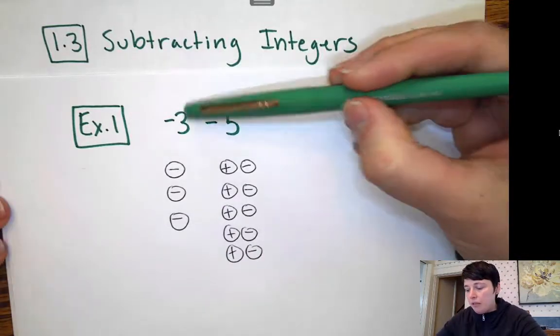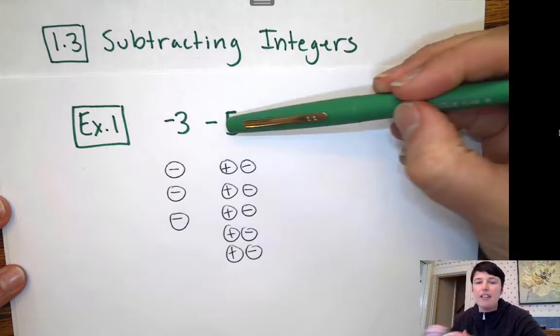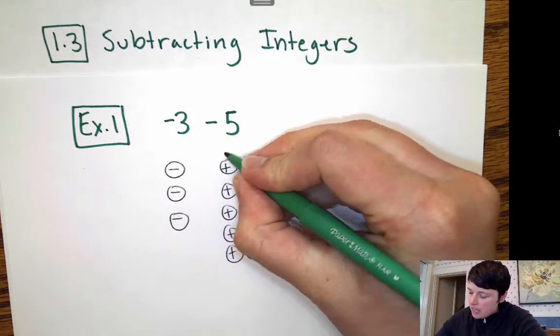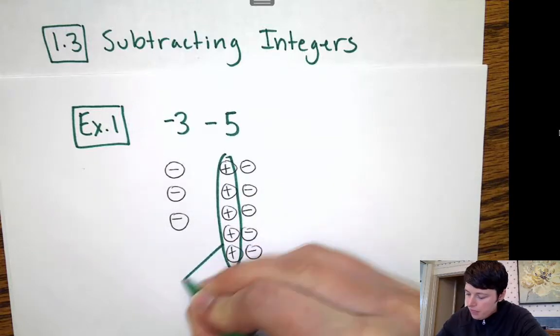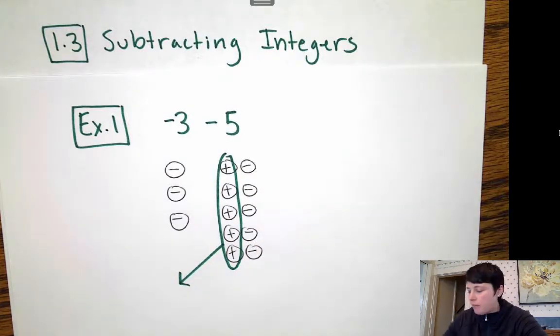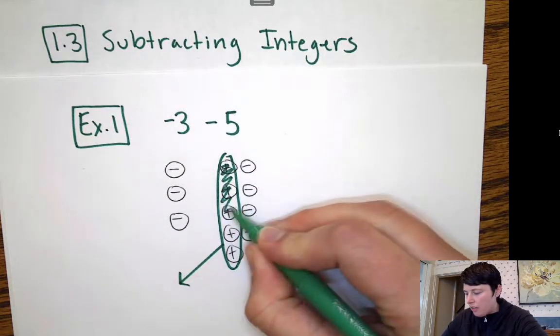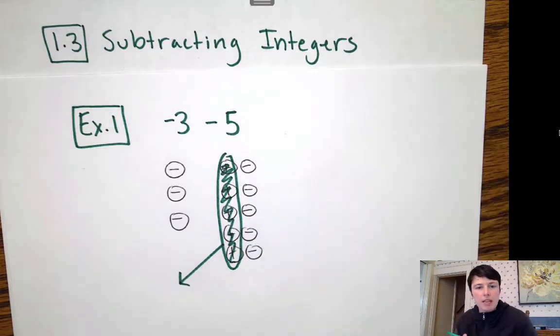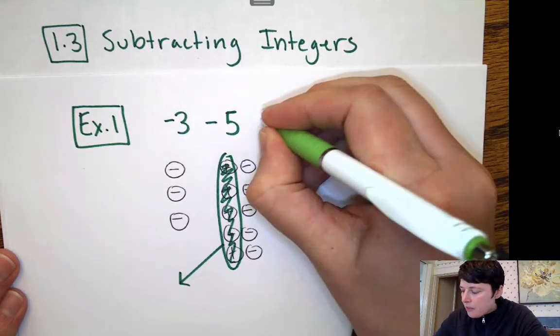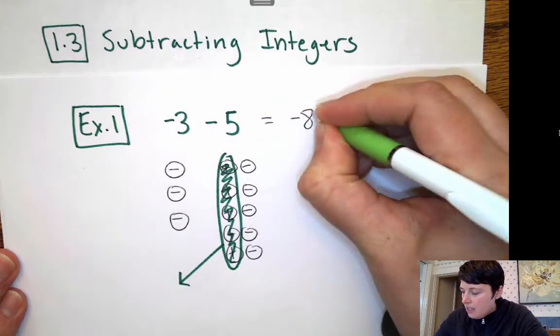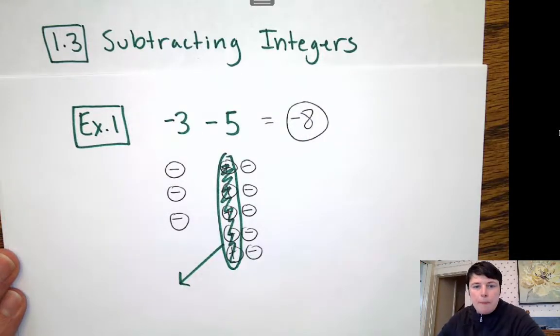I have -3. Here's -3. I'm going to take 5 away. That means I have to take all 5 of these away. Remove them. Imagine taking those 5 away. I'm going to cross them out, just a little extra emphasis there. What's remaining? Well, now I'm left over still with the 3 negatives. Now I have 5 more negatives. I'm left over with -8. And my answer is -8.